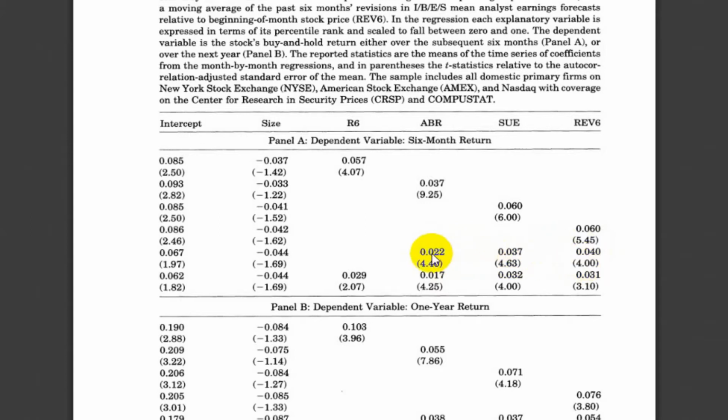And this is in line with what we found previously, where each of the earnings momentum measures contributes its own piece using different information.